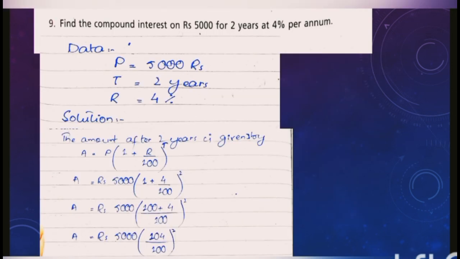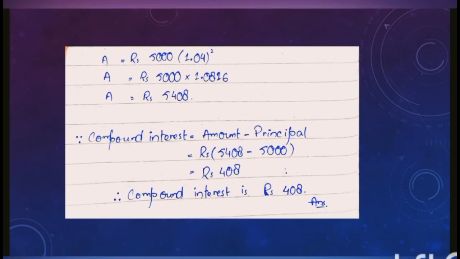Okay, now question number 9 is, find the compound interest on rupees 5,000 for 2 years at 4% per annum. Now we need to find the compound interest, like a person invests 5,000 rupees for 2 years at 4% per annum, 4% per year. Now what will be the compound interest on this principal? Okay, make the data: P equals 5,000 rupees, T equals 2 years, R equals 4%. We need to find basically the compound interest, and compound interest equals amount minus principal.